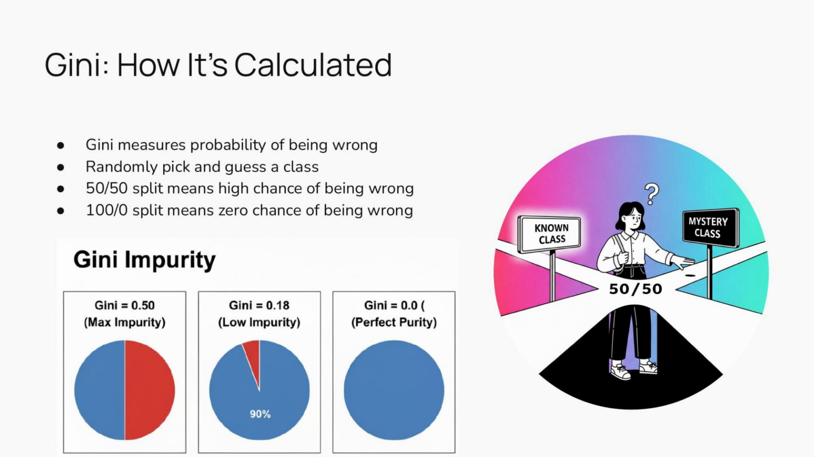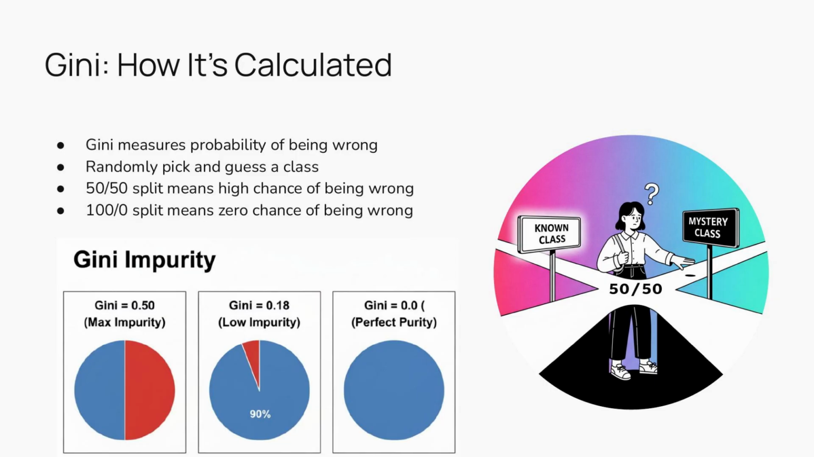So how is it calculated? The Gini score answers this one question. If I randomly grab an item from this node and then randomly guess its class, what's the probability I'm wrong? Think about it. In a 50-50 node, my chances of being wrong are 50%. The Gini score is 0.5. In a 100% pure node, if I always guess that one class, my chance of being wrong is 0%. The Gini score is 0.0. A node that's 90% class A and 10% class B, my chance of being wrong is low, but not 0.